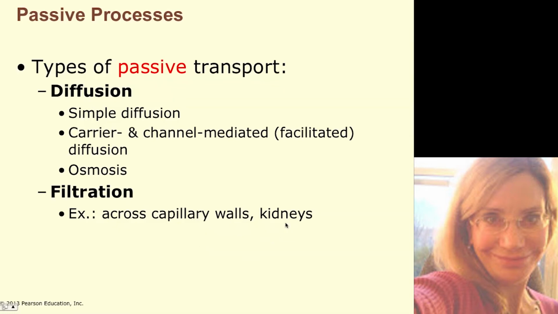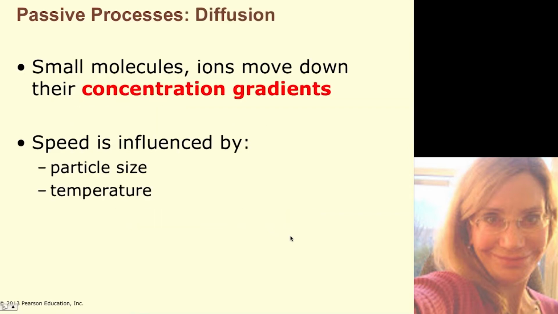And also in the kidneys, there's a specialized capillary called the glomerulus, and that's where filtration occurs from the bloodstream during the cleansing of the blood. And of course, we have a whole unit on the urinary system later. So, small molecules and ions are always going to move down their concentration gradients. The speed with which that happens is going to be influenced by particle size and temperature.